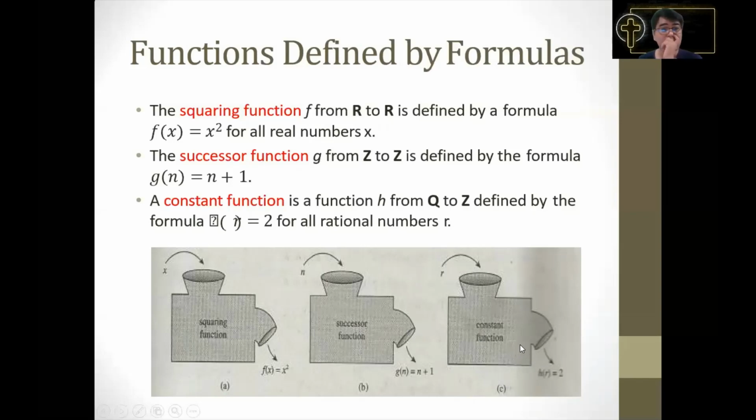Is it still a function? Yes, it is still a function. Because, again, for every r, there is only one y, or h of r. There's only one h of r. That's 2 for every r. 1 is not paired with any other value. 1 is only paired with 2. So is 3, so is 4, and so is 5.